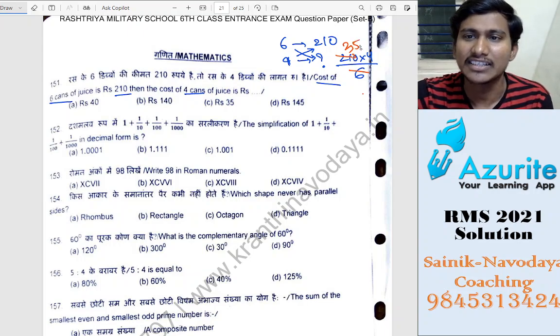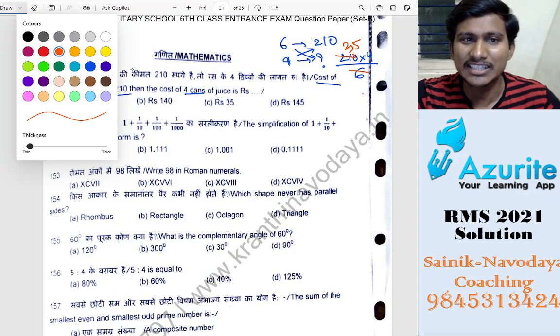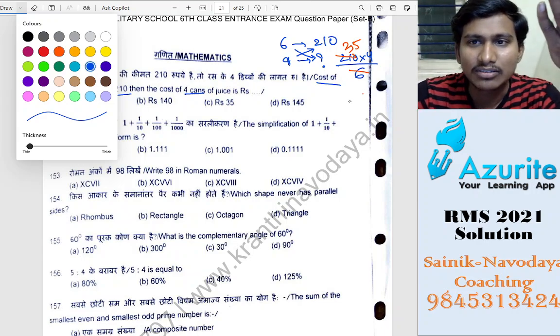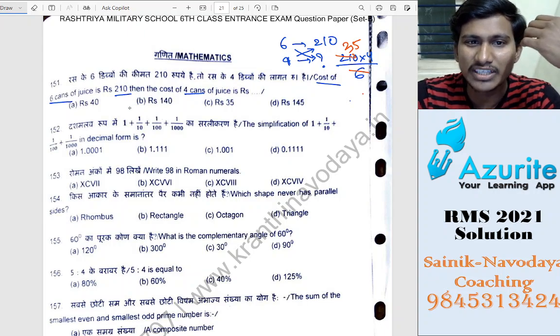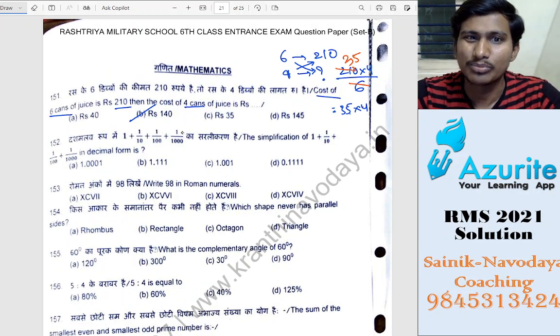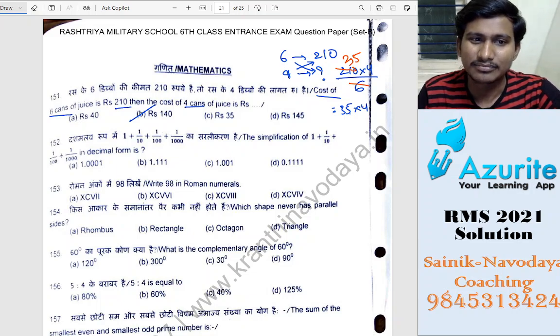So 6 5s are 30, so 35. Now 35 4s are how much? The answer will be 35 2s are 70, and 70 2s are 140. So 140 is the answer. So 35 4s are 140, option B. Understood? Very easy, right? This is how you have to do it.